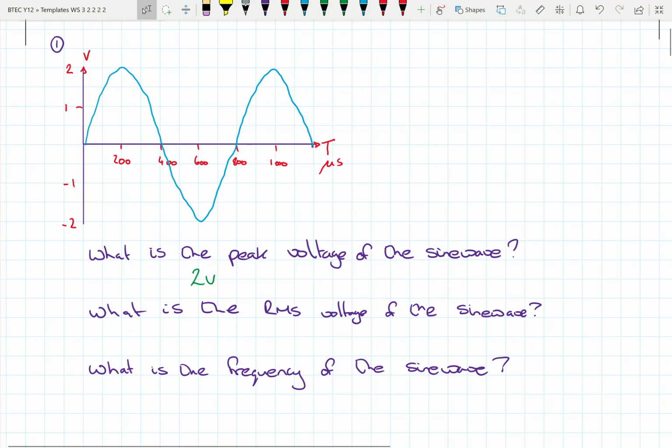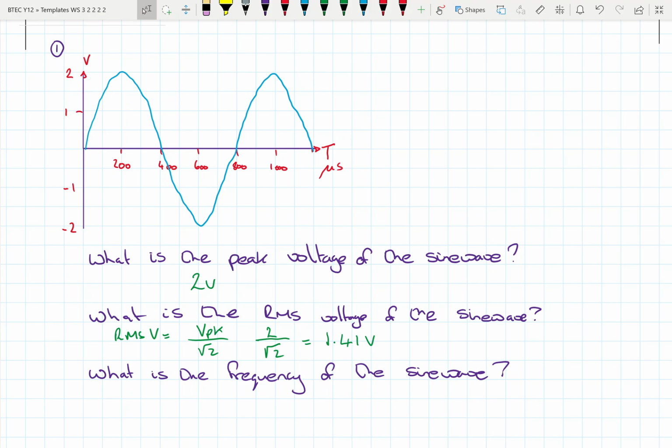Okay, so RMS voltage. RMS is always less than the peak. Okay, so what have we got from there? Same with any other scenario, we reach for the formula sheet. So RMS voltage equals our peak voltage divided by root 2. So we've got 2 divided by root 2. So there we have it, 1.41 volts.